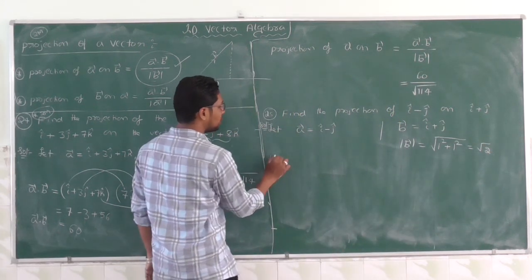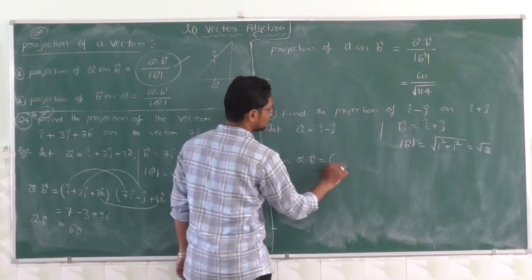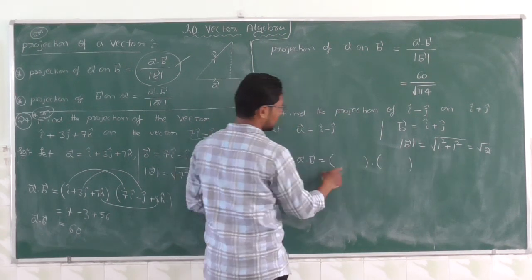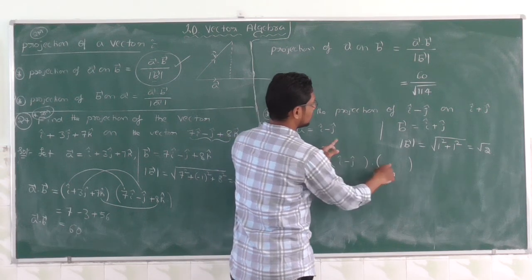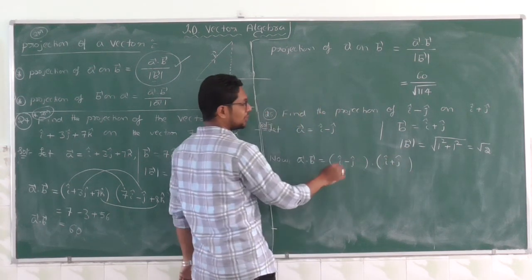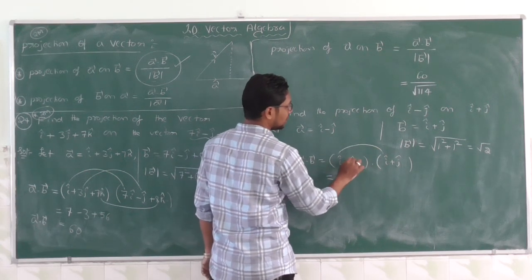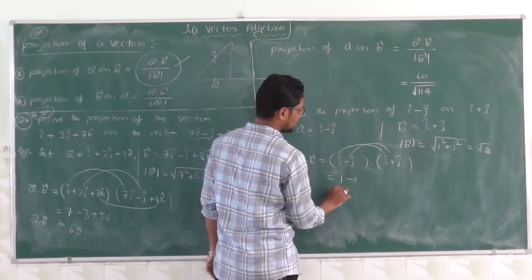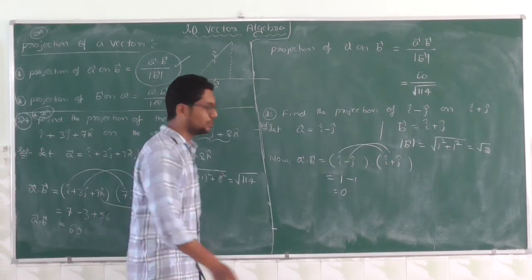Next one. Now let us find out A dot B. A is what? I minus j. B is what? I plus j. Multiply the corresponding components. I component is 1 into 1, which is 1. Next, j component minus 1, that is equal to 0. A dot B is 0, and the magnitude of B is root 2.